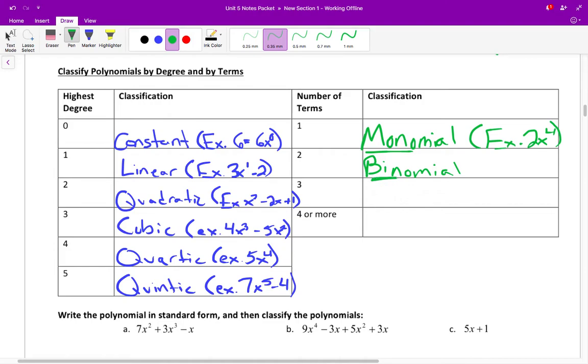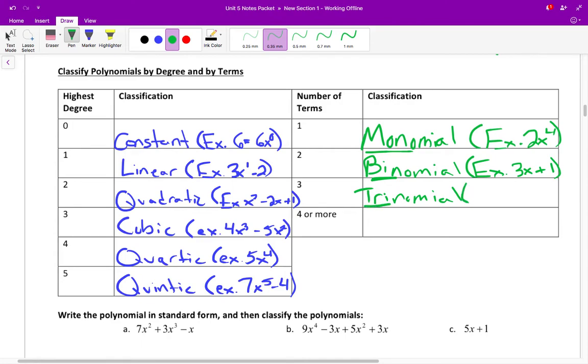Key thing there, your prefix of bi meaning 2. So that would be, as an example, maybe something like 3x plus 1. There are two terms there, so that would be an example of a binomial. So sticking with the bicycle example, if you have three terms, that would be an example of a trinomial.